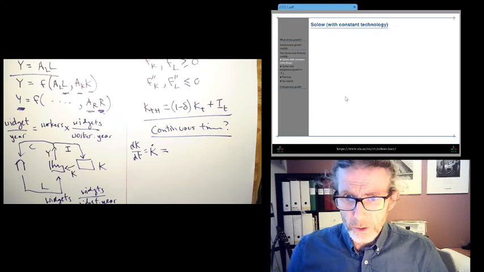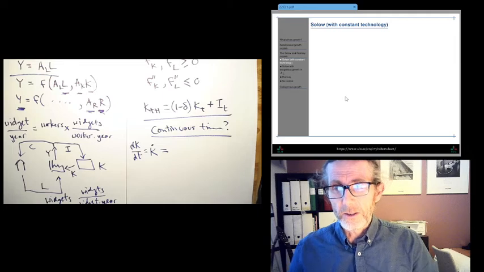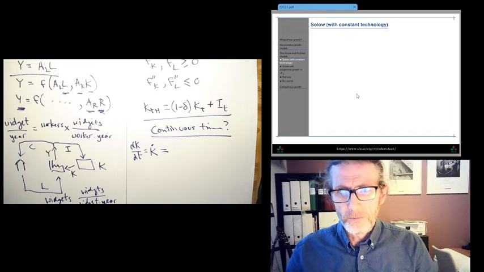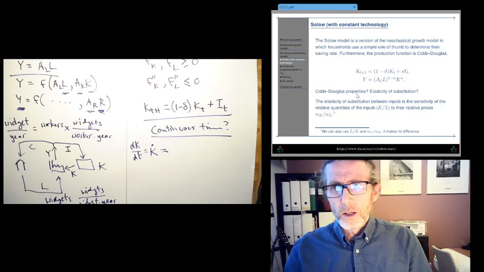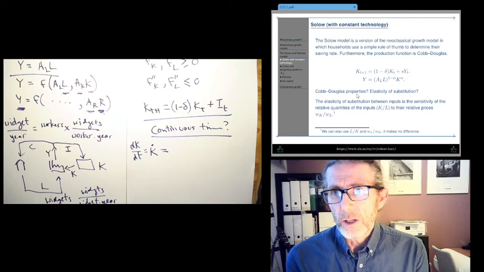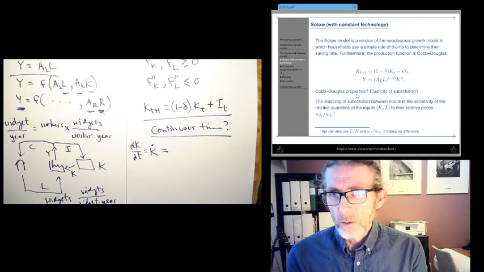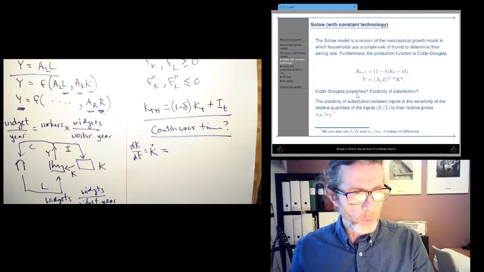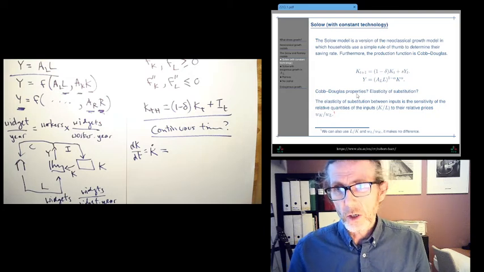And we're going to mostly look at the Solow model, I can say straight away. And we're going to start with the Solow model with constant technology. The Solow model is a version of the neoclassical growth model in which households use a simple rule of thumb to determine their saving rate. Furthermore, the production function is Cobb-Douglas.